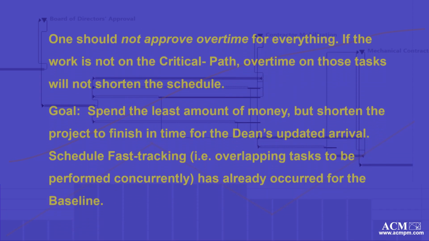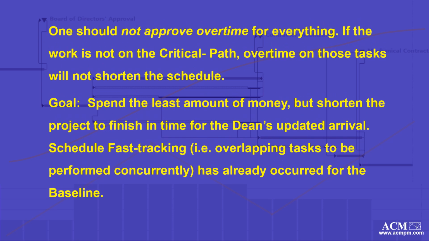Schedule crashing: additional resources or overtime to shorten planned durations of existing tasks. That costs money. One should not approve overtime for everything. If the work is not on the critical path, overtime on those tasks will not shorten the schedule. The goal should be spend the least amount of money, but shorten the project to finish in time for the dean's updated arrival. Schedule fast tracking, i.e. overlapping tasks to be performed concurrently, has already occurred for the baseline.